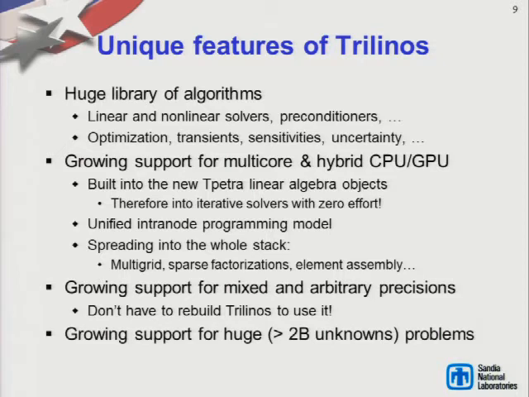Likewise, mixed and arbitrary precisions. Sometimes you want to solve a gargantuan problem, say more than 2 billion unknowns. That's where you hit 2.1 billion, the largest integer with 32-bit int. And sometimes you really want to solve a problem bigger than that. I don't know how many graduate students want to solve problems that large, but certainly at the labs we have people who are interested in problems that gargantuan.